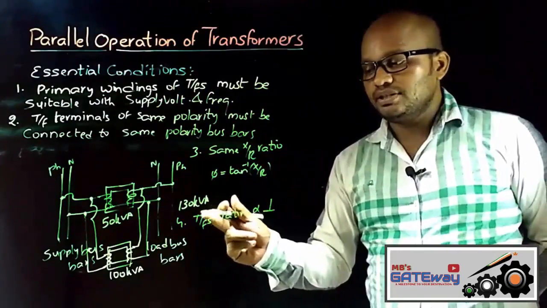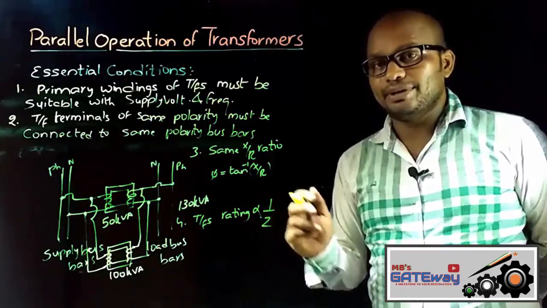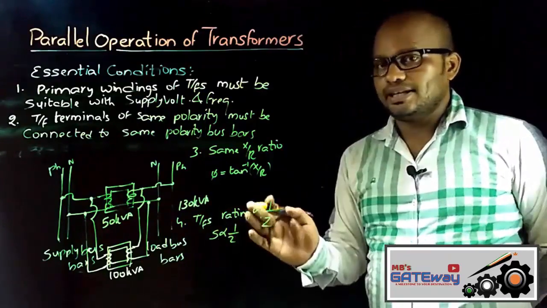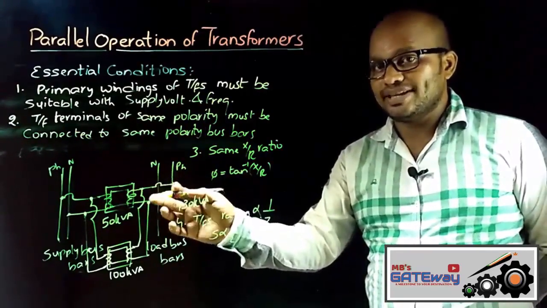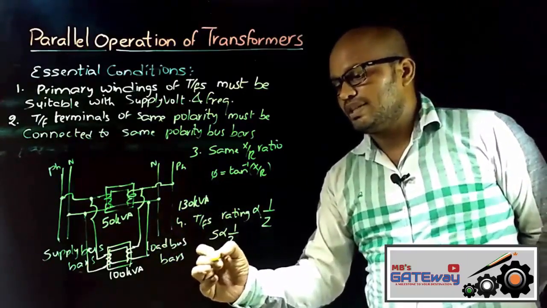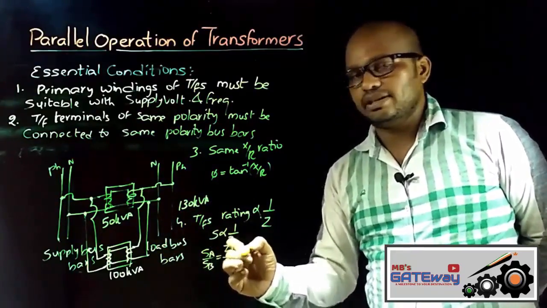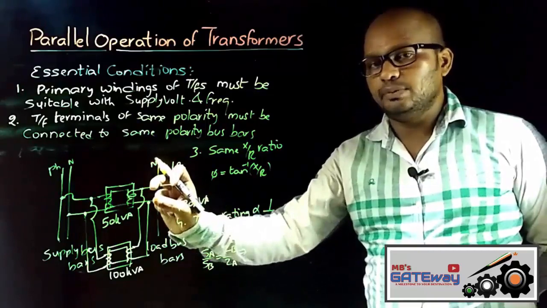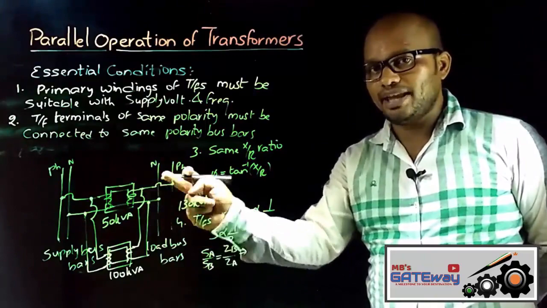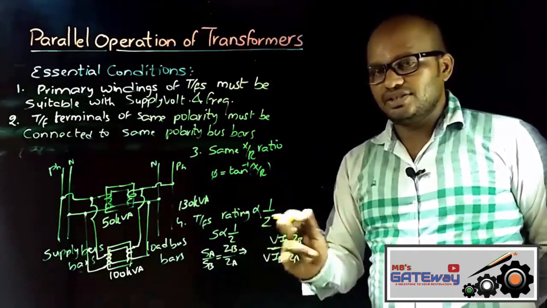And the fourth condition is transformers rating must be inversely proportional to their respective impedances. That is, S is inversely proportional to Z. Let us suppose transformer A has a rating of SA and transformer B has a rating of SB. So SA by SB is equal to ZB by ZA. SA can be taken as equal to the terminal voltage times load current, and here the terminal voltages are the same because these two are operating in parallel. So let's take that common voltage as V. Now let's rearrange this equation.